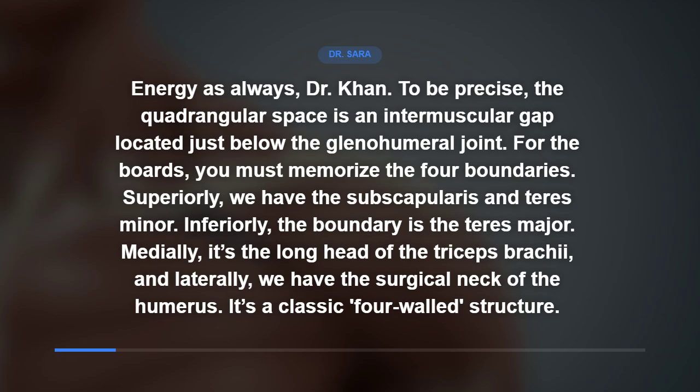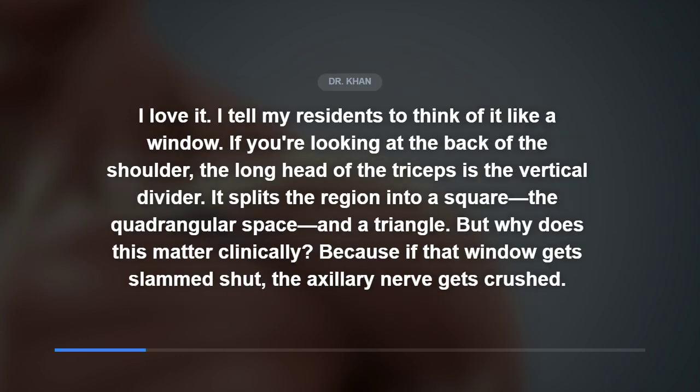To be precise, the quadrangular space is an intermuscular gap located just below the glenohumeral joint. For the boards, you must memorize the four boundaries. Superiorly, we have the subscapularis and teres minor. Inferiorly, the boundary is the teres major. Medially, it's the long head of the triceps brachii. And laterally, we have the surgical neck of the humerus. It's a classic four-walled structure.